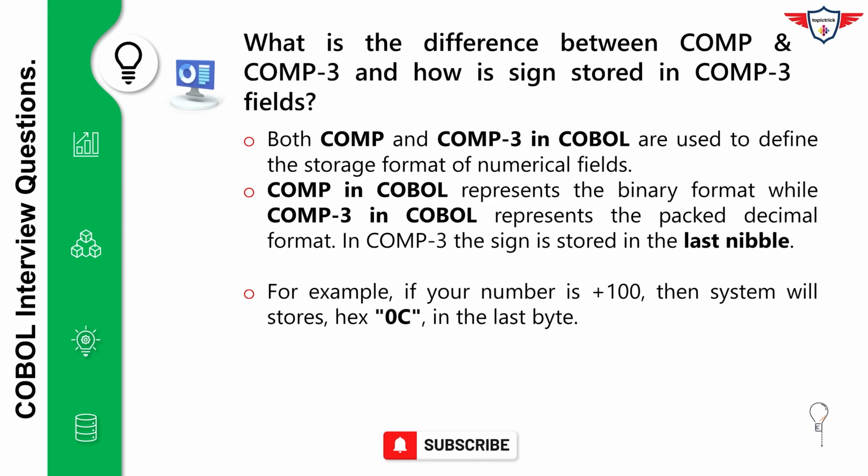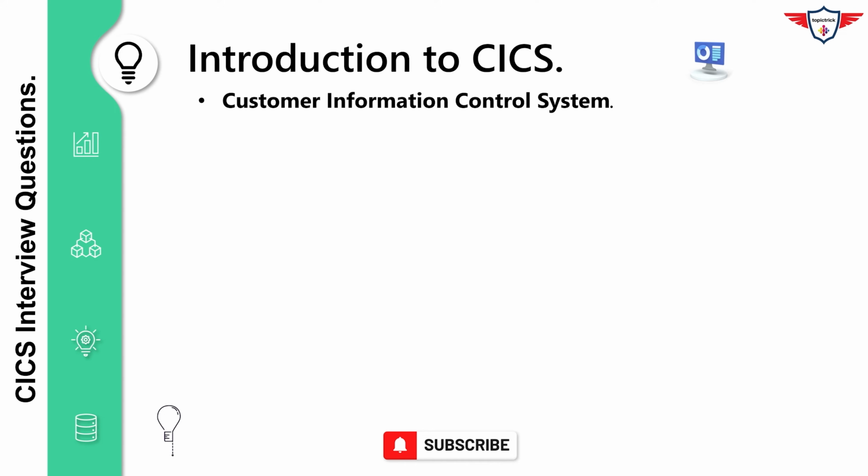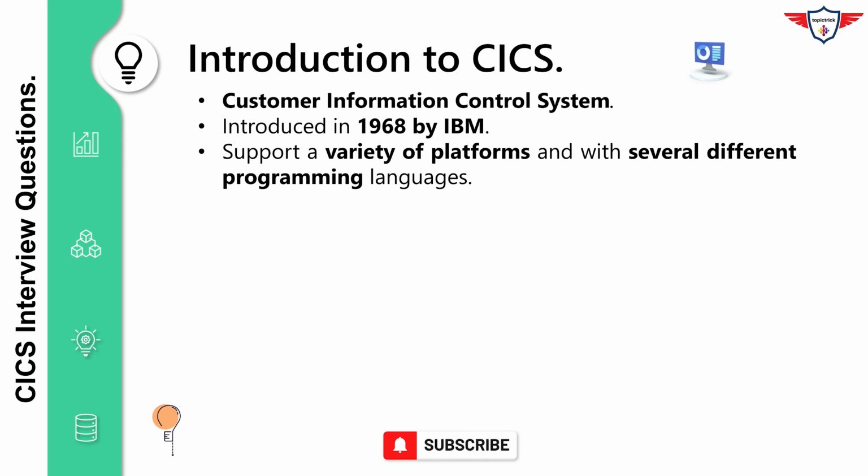Let's get started with CICS interview questions and answers. The term CICS stands for Customer Information Control System. It is a general-purpose transaction processing subsystem for z/OS. CICS has evolved over the years since it was first introduced in 1968. At that time, it ran only on IBM mainframes and in a limited capacity. Today, CICS can be used on a variety of platforms and with several different programming languages.